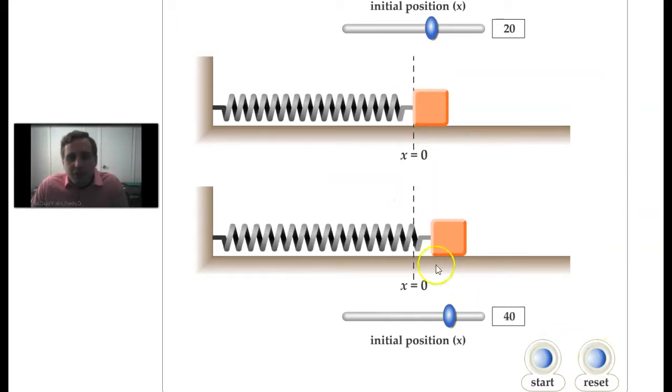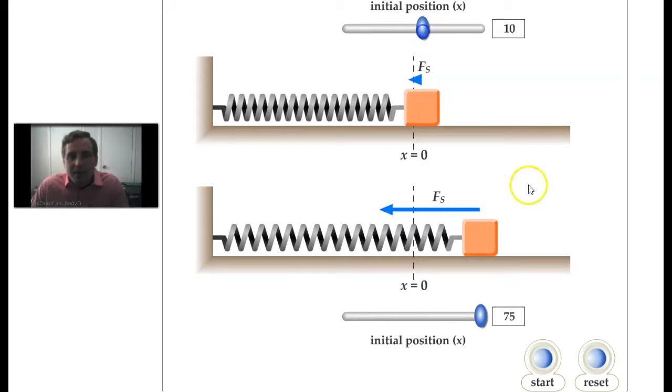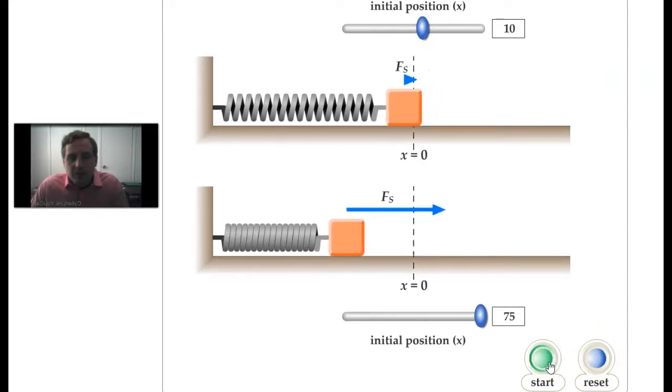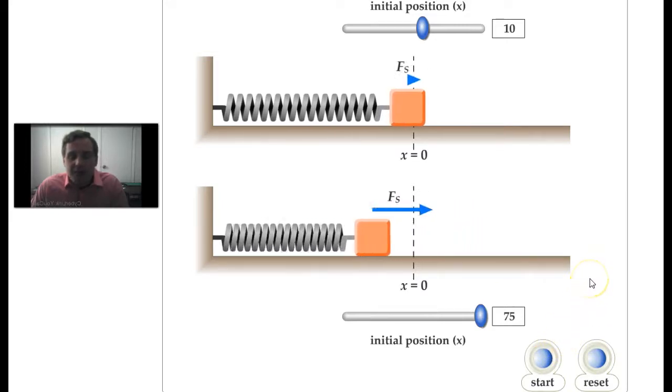Let's see if we can see this a little bit more drastically. Let's make the second mass 75 centimeters. And let's make the first mass just maybe 10 centimeters. And let's see if the time of oscillation is indeed the same. And we still have the same frequency and the same period.